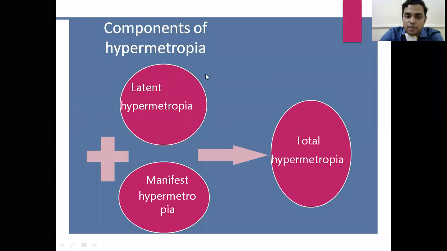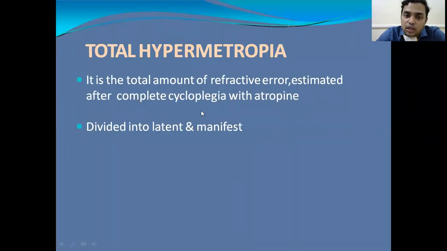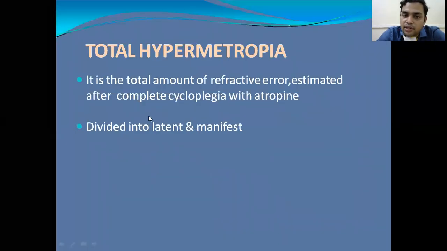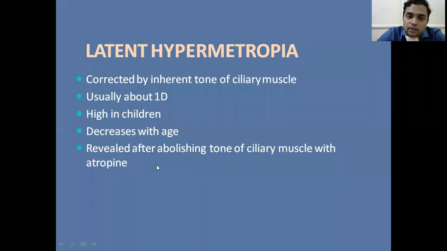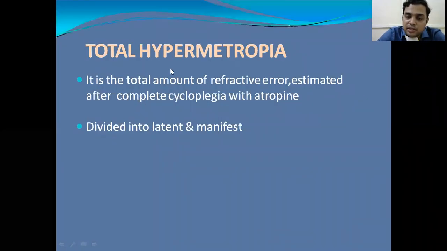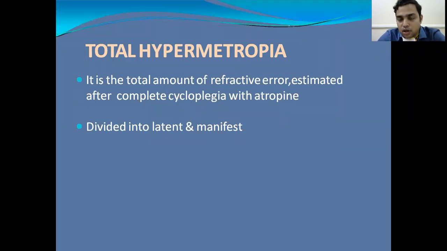Coming to the components of hypermetropia. The total hypermetropia is equal to the summation of latent hypermetropia and manifest hypermetropia. So what is total hypermetropia? It is the total amount of refractive error estimated after complete cycloplegia with atropine. This total hypermetropia is a summation of latent hypermetropia and manifest hypermetropia. But this total hypermetropia is disclosed or revealed only after putting cycloplegic drops in the patient.